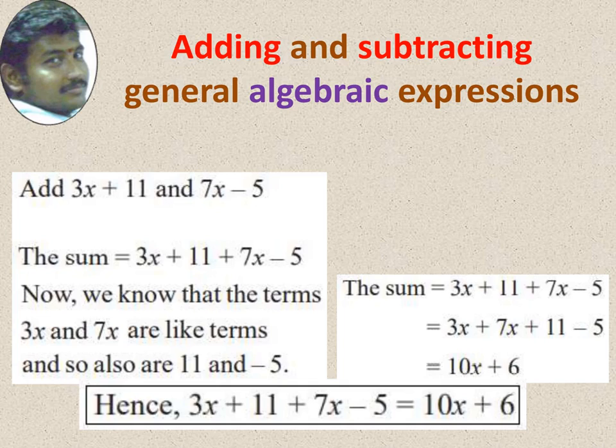Let us see now. Here you see 3x plus 11 and 7x minus 5. Here you take the x terms together and the numbers together. So 3x plus 7x is 10x. 11 minus 5 is 6. So the answer is 10x plus 6.